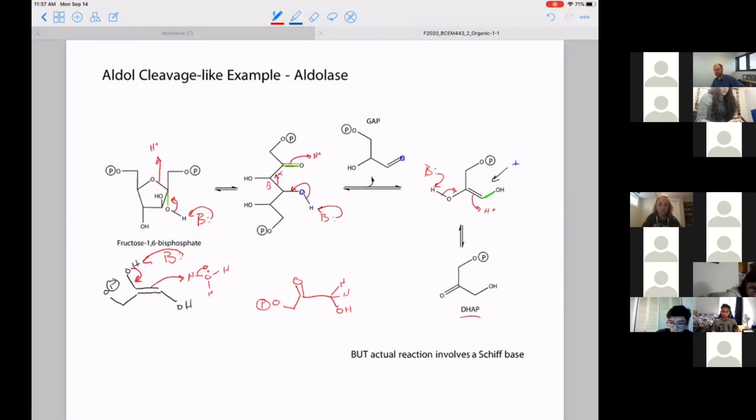Make sense? Keto-enol tautomerization. Those move back and forth very fast. They're actually in equilibrium. Other examples or other questions?